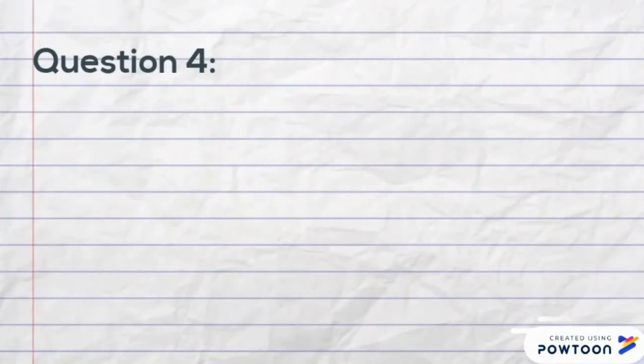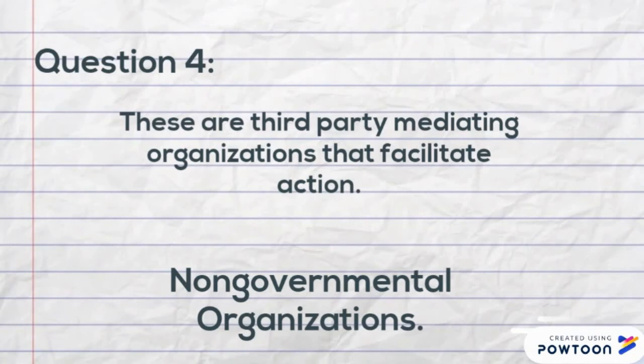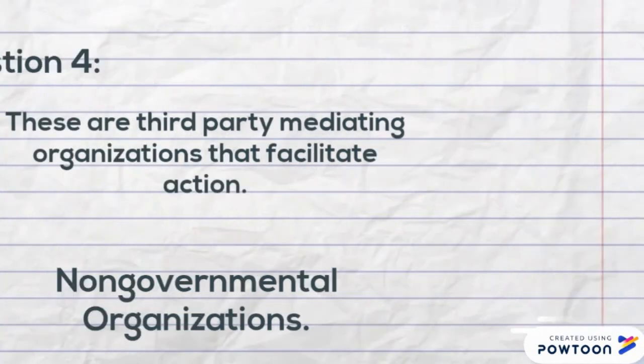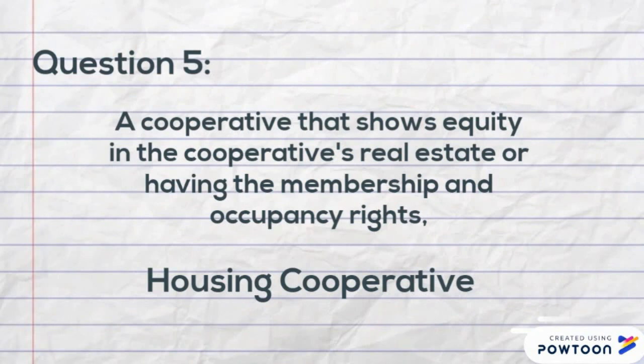Now for question number 4. These are third-party mediating organizations that facilitate action. The answer to this question is non-governmental organizations or NGOs. And lastly, for question number 5. A cooperative that shows equity in the cooperative's real estate or having the membership and occupancy rights. The answer to this question is housing cooperative.